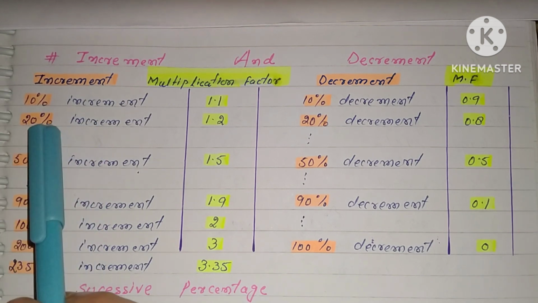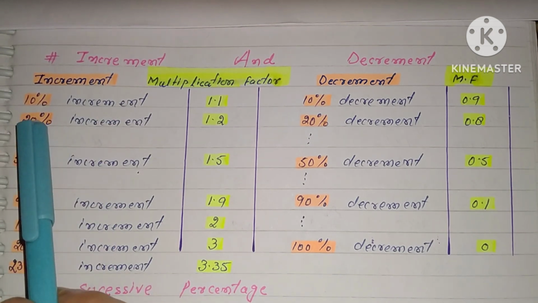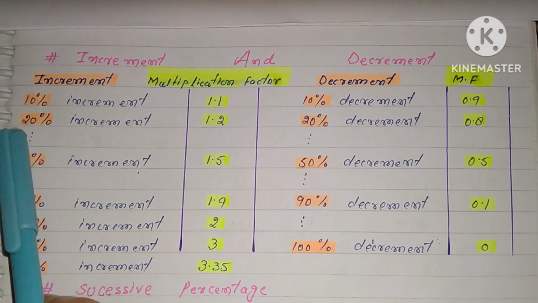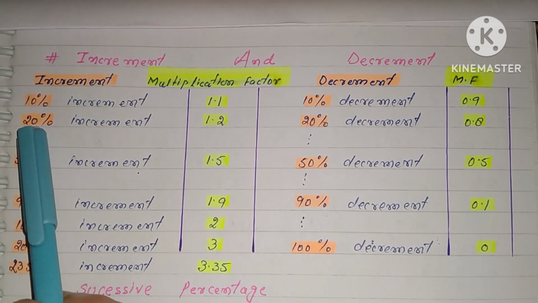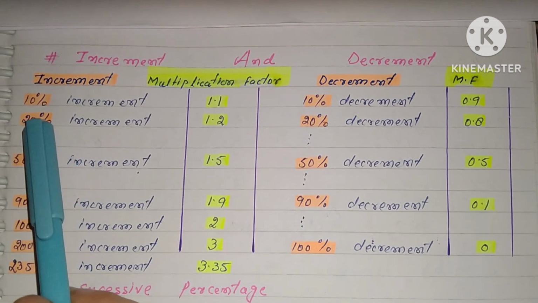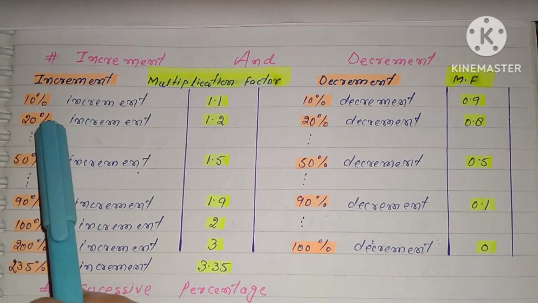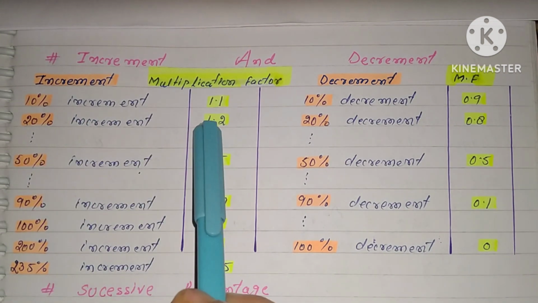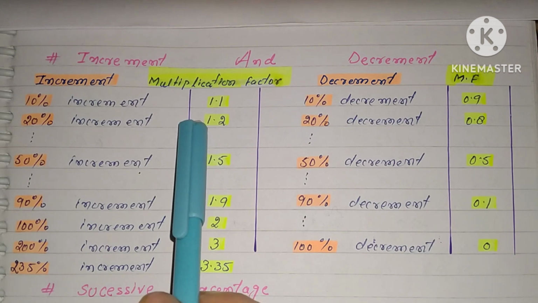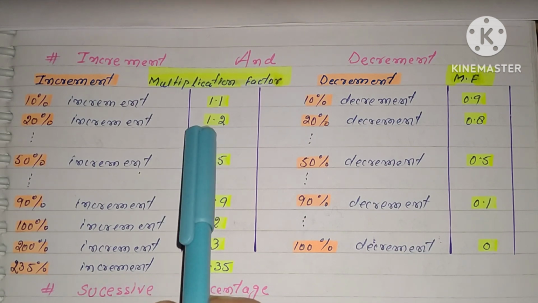In the same way, 20% increment. 20% in the decimal form will be 0.2, because 20 divided by 100 is 0.2. And when any quantity increases by 20%, its multiplication factor will be 1.2. 1 is the original quantity and the increment is 20%, meaning 0.2. 1 plus 0.2 will be 1.2.